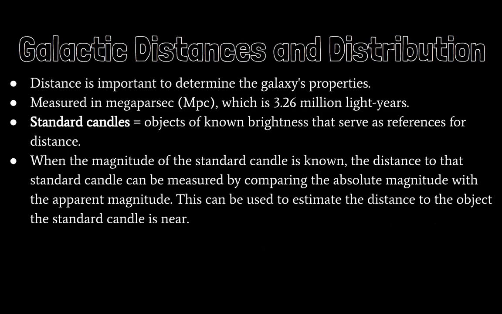The distance to a galaxy is important because it can help determine the galaxy's properties. Galactic distances are typically measured in megaparsecs, which equals 3.26 million light years. Astronomers can approximate the distance to galaxies by using standard candles, which are objects of a known brightness that can serve as a reference for distance. When the magnitude of the standard candle is known, the distance to that standard candle can be measured by comparing the absolute magnitude with the apparent magnitude. This can be used to estimate the distance to the object that the standard candle is near.